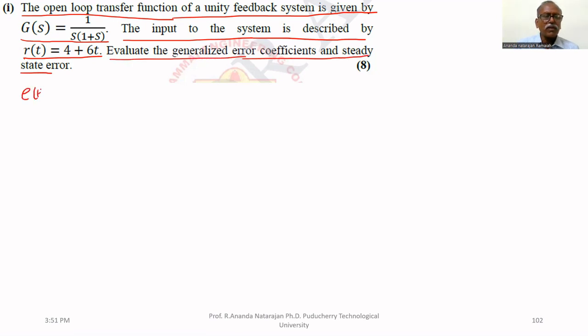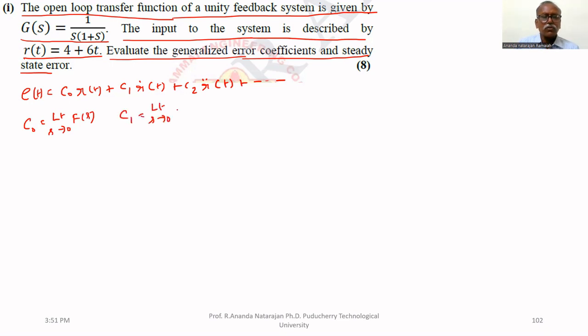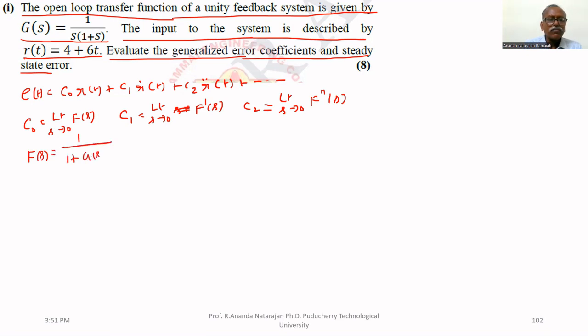We know that e(t) = C0 r(t) + C1 r dot(t) + C2 r double dot(t) + etc., where C0 = limit s tends to 0 f(s), C1 = limit s tends to 0 f dash(s), and C2 = limit s tends to 0 f double dash(s), where f(s) = 1 upon 1 + G(s).